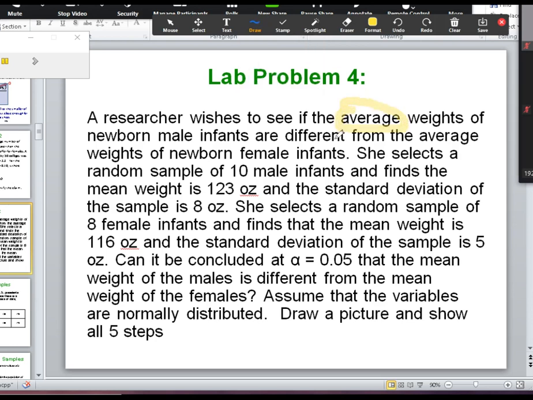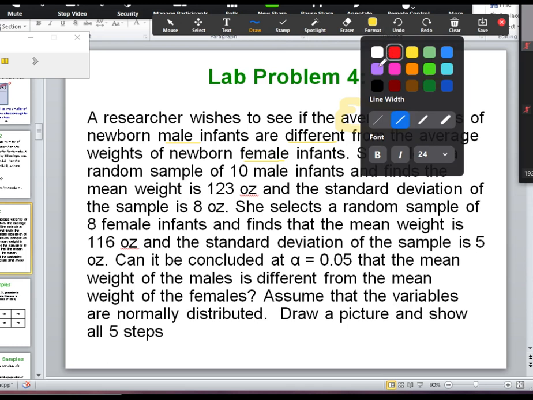Okay? And so we have 2 samples. We're asking if the means of males are different than the average weights of females. So different means not equal to. So that's our claim. Our claim is that they're different. So this is going to be where our claim is not equal to. That's going to be our claim. Not equal to. And then we should take a look at what we've got.